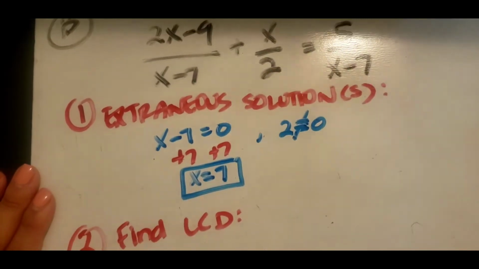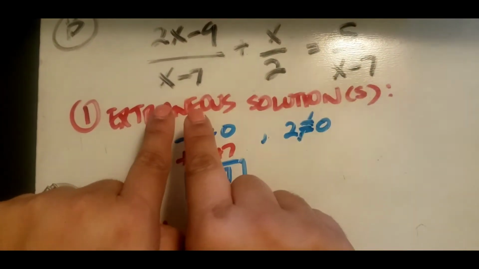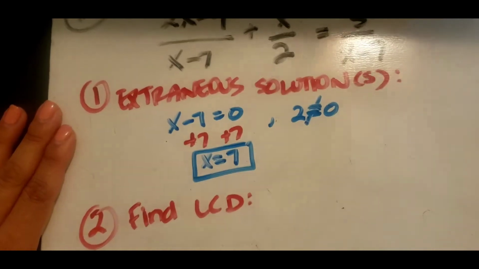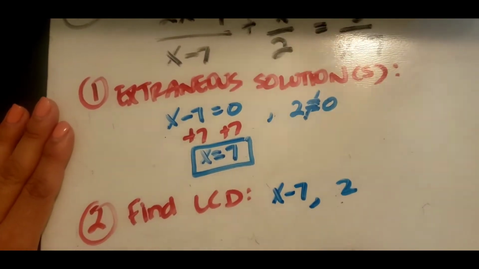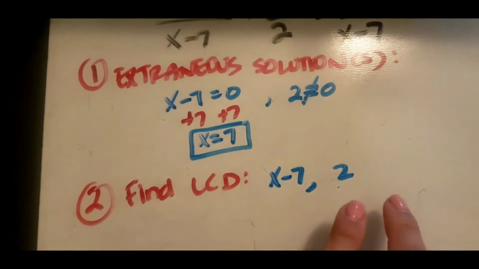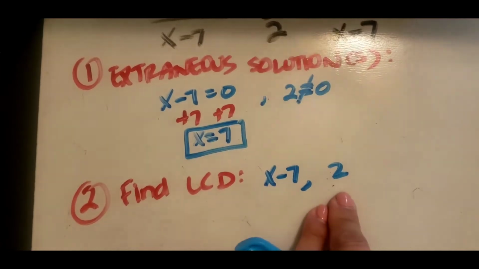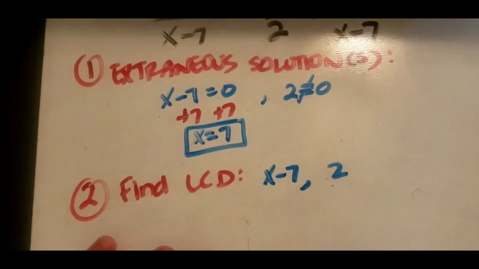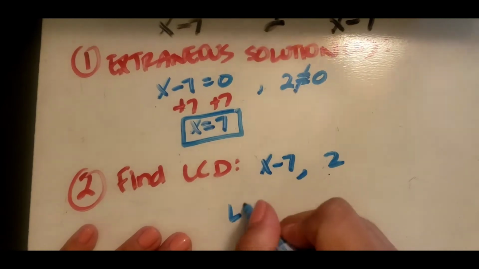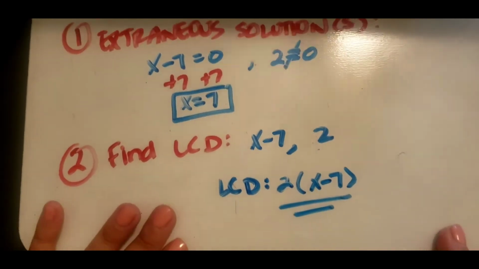Remember what I said about the LCD: you want to concentrate on the denominators. There's 3, but 2 of them are the same, so let's only look at one of them. So notice we have x minus 7 and 2. They are completely different. This is a binomial, x minus 7, and this is a constant, 2. Since they're different, basically this is missing a 2, and this is missing x minus 7. When they're completely different like that, your LCD is just a product of both. So you can write it as 2 times x minus 7. And this is your LCD.